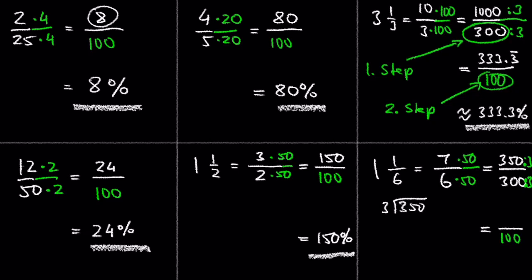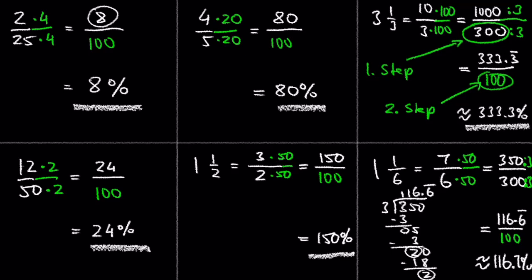3 divided by 3 is 1. 1 times 3 is 3. The difference is 0. Bring down the 5. 5 divided by 3 is 1. 1 times 3 is 3. The difference is 2. Bring down the 0. 20 divided by 3 is 6. 6 times 3 is 18. The difference is 2. We see the pattern is repeating. So we get 116.666 and so on. So 1 and 1/6 is 116.7% rounded.